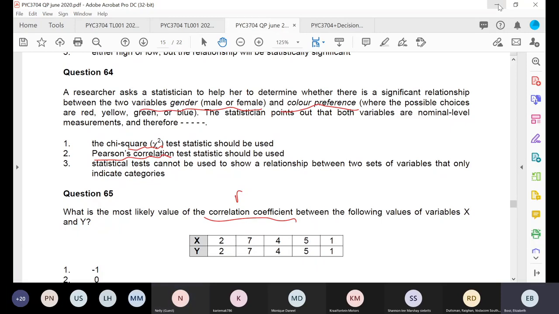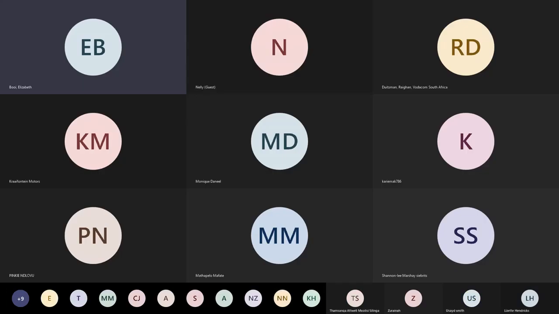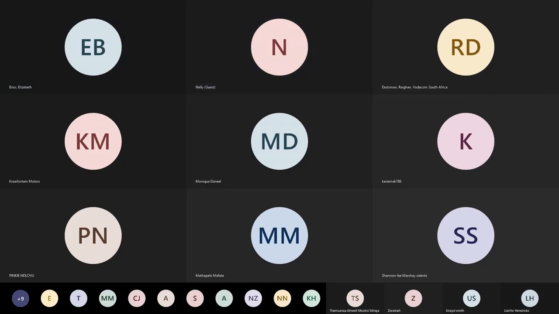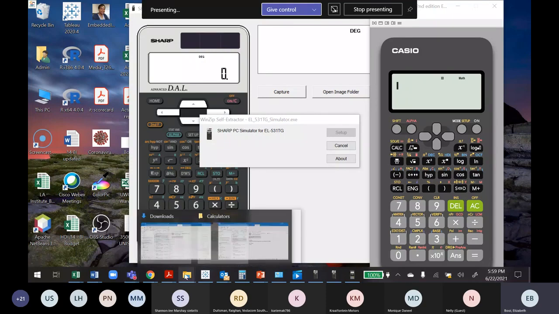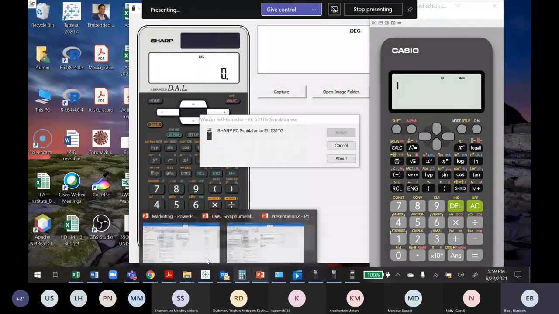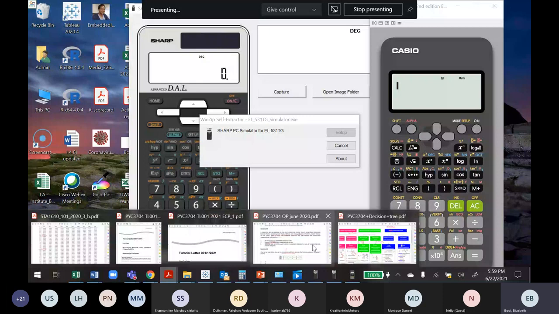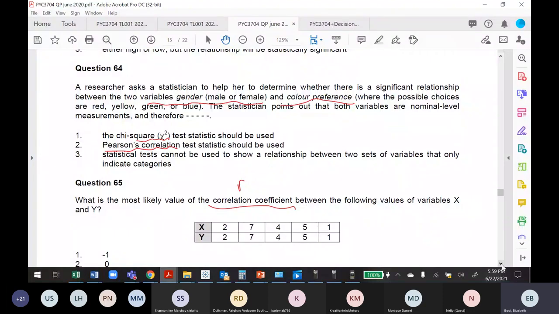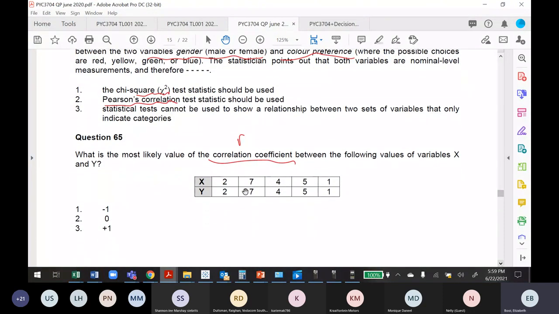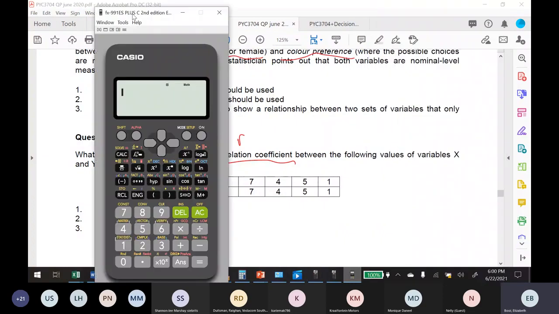So I was trying to open all my calculators so that I have them ready to help you, to show you. So my screen will be a mess right now because I'm going to share my entire screen. So that's my screen. Let's go back to our question. So how do we calculate this? This is easy because it's only 1, 2, 3, 4, 5. So I'm going to start with the Casio.